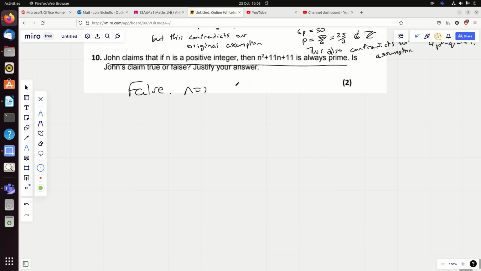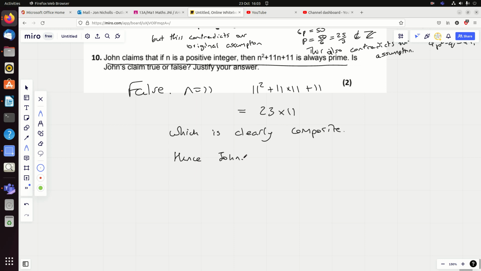How about n is 11? If you choose n is 11, you're going to get a multiple of 11 plus a multiple of 11 plus 11. That gives you 11 11s plus another 11 11s, that makes 22 11s, plus another 11. That is 23 times 11, which is clearly not prime. The opposite of prime, by the way, is composite. Hence, John's claim is false. All you need to do to disprove something is find a counterexample. And that's a dead easy one.